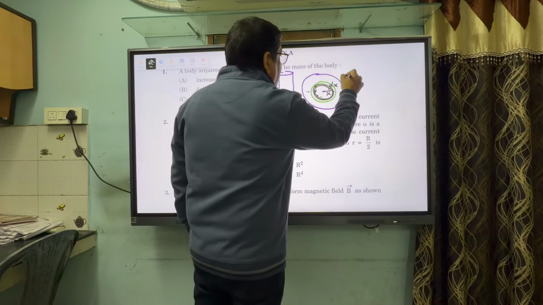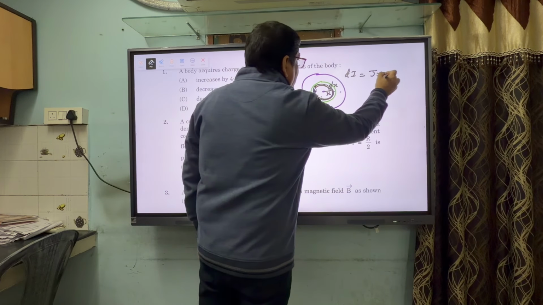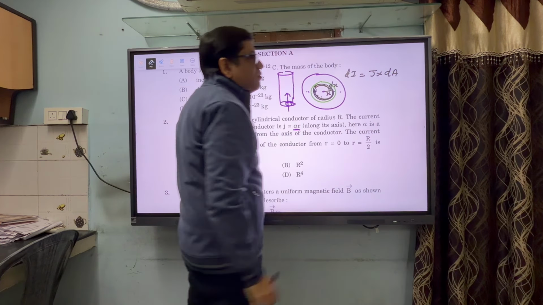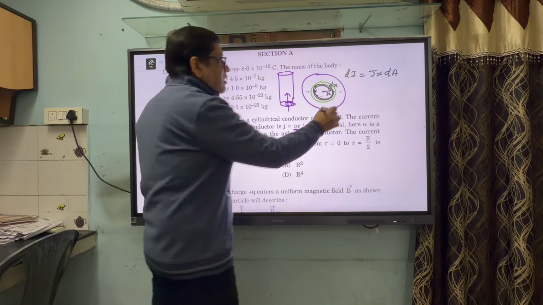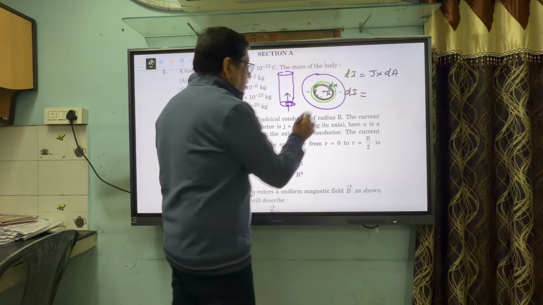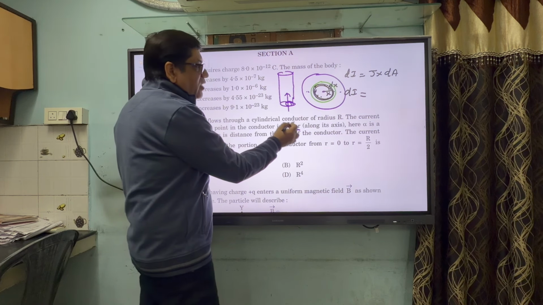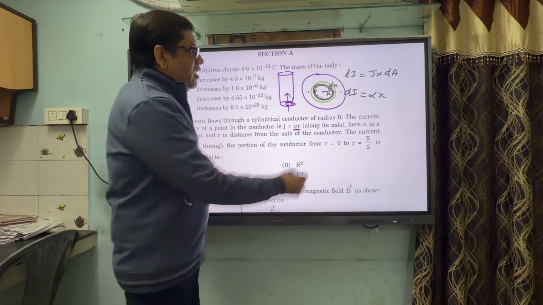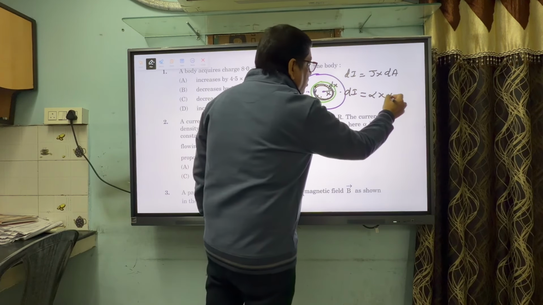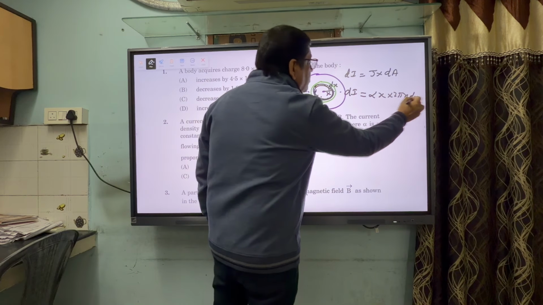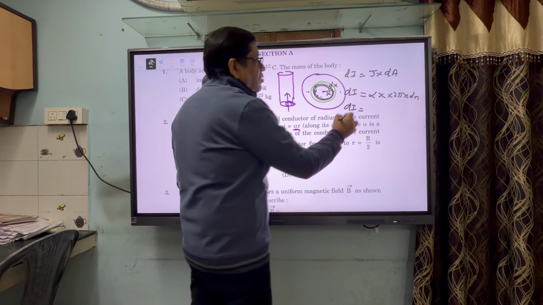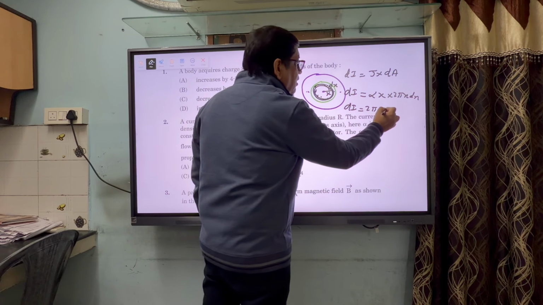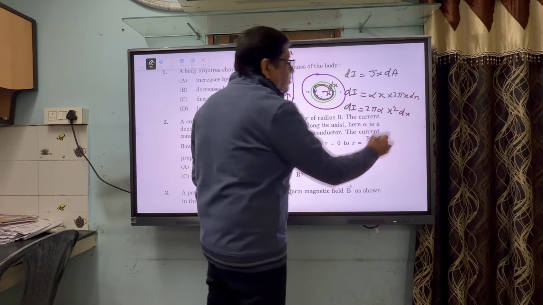So we know that current is equal to क्या होता है? Current density into area. Small current density at distance x, x distance पे current density क्या होगी? Alpha x. And what is the area of this strip? That is 2 pi x dx. So this comes out to be 2 pi alpha x square dx.